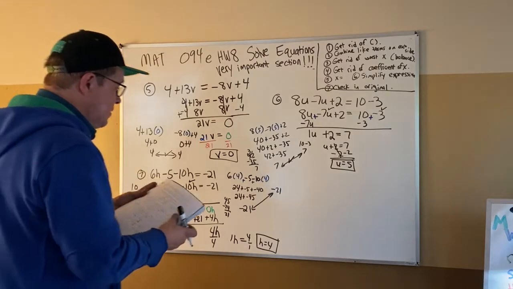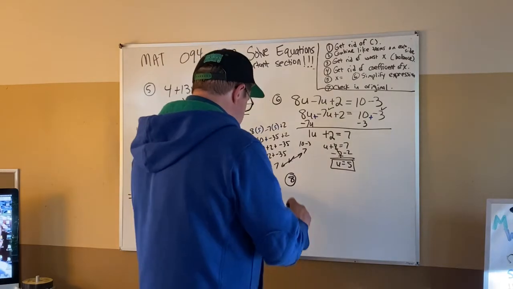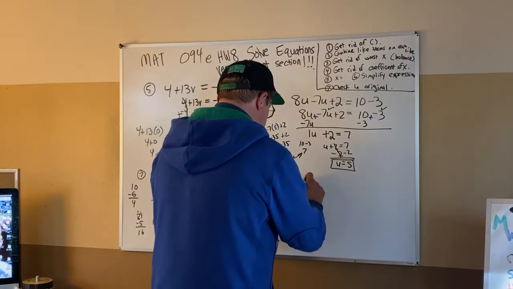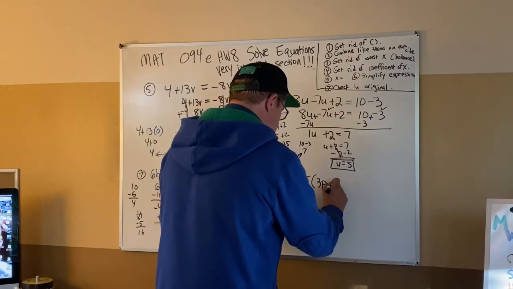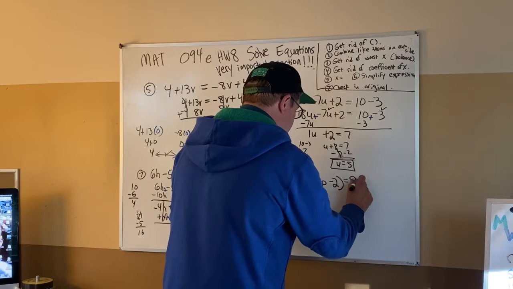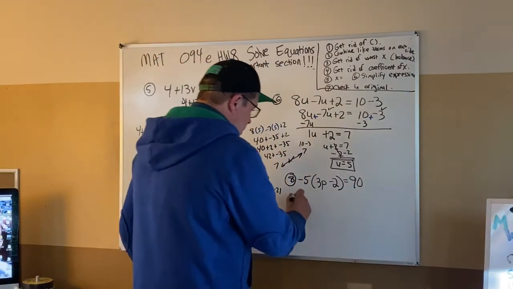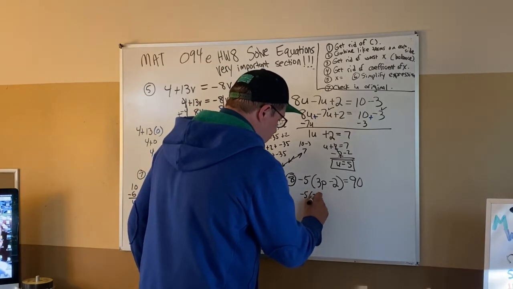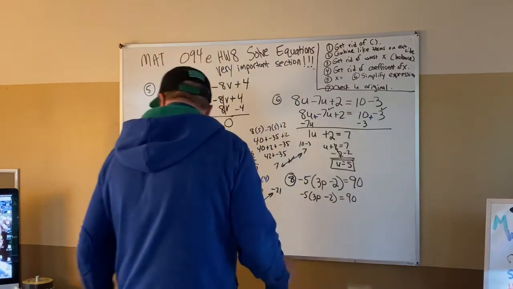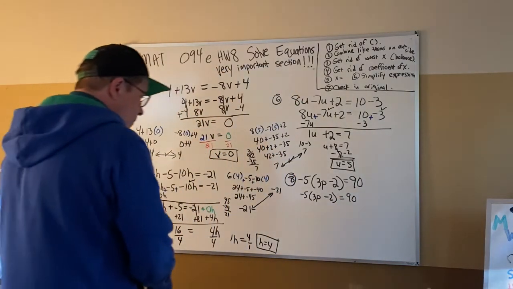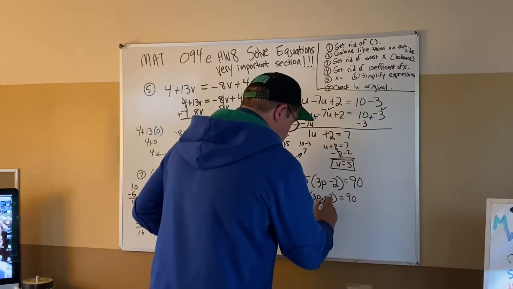Here come parentheses. Number 8 is negative 5 times (3p minus 2) equals 90. The target is 90, but right now I've got parentheses to deal with. Negative 5 times (3p - 2) equals 90. So I'm going to insert a plus sign from the minus 2.